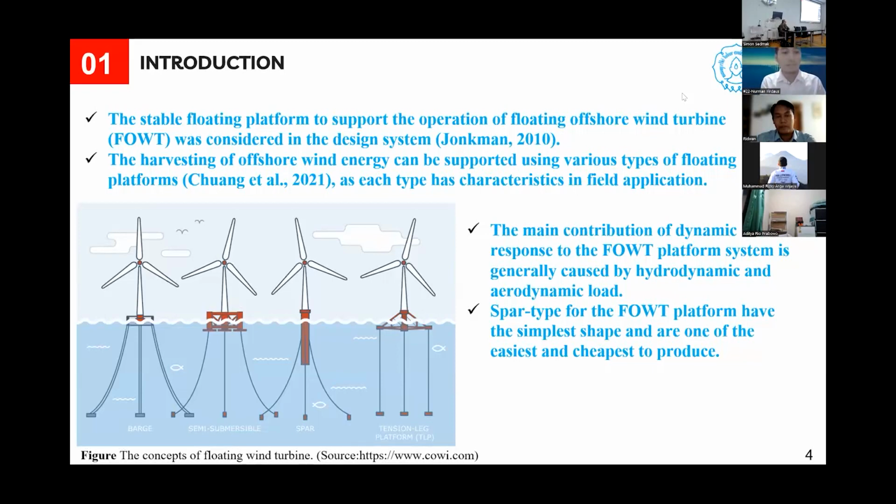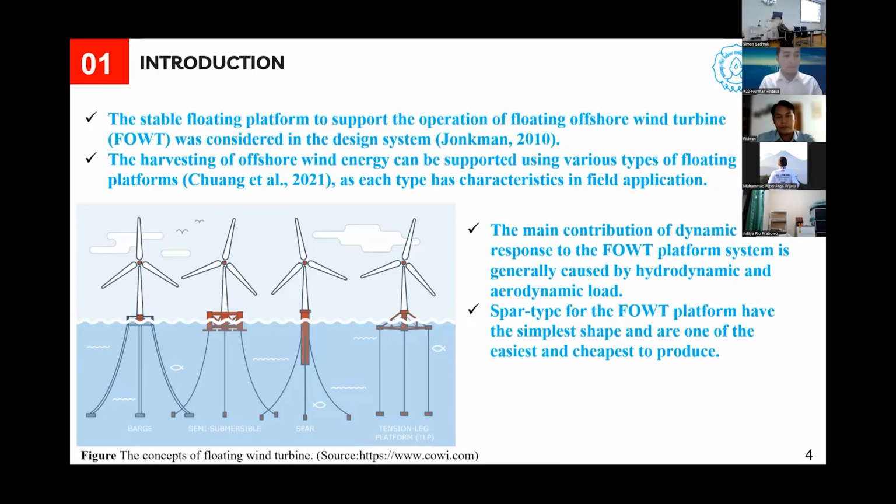A stable floater to support the operation of the floating offshore wind turbine was considered in the design system. The harvesting of offshore wind energy can be supported using various types of floating platform, as each type has its own characteristics in field application. This figure describes the forms of floating platform that can be used as supporting structures for wind turbines. They are barge-type, semi-submersible, spar, and tension leg platform or TLP.